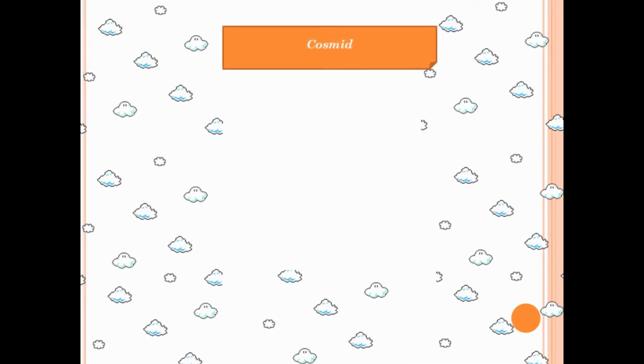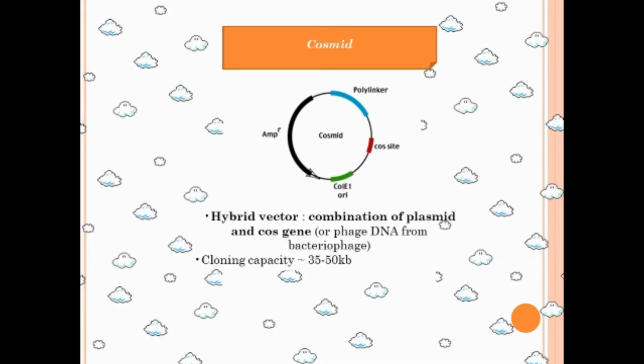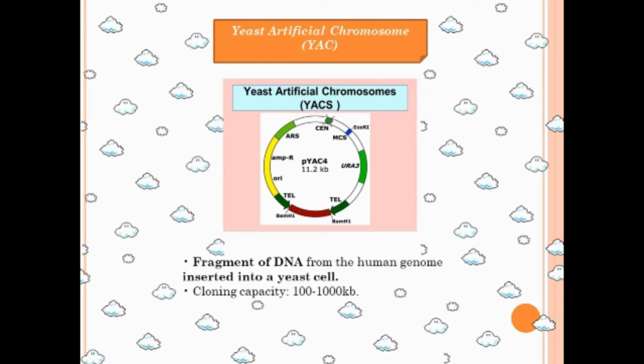Cosmid, a hybrid vector, a combination of plasmid and cos sites from bacteriophage DNA. Cloning capacity is 35 to 50 kilobase. Yeast artificial chromosome, a fragment of DNA from the human genome inserted into a yeast cell. Cloning capacity is 100 to 1000 kilobase.